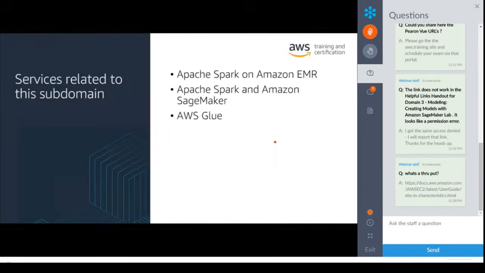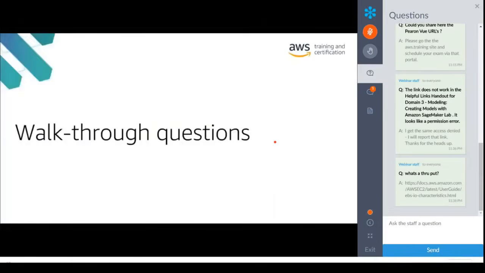Okay, so Spark on EMR. Spark works with SageMaker as well, and of course we have Glue. Glue is actually a number of different services: Glue Catalog, Glue ETL, Glue ETL Author, and also the crawler. So be familiar with those aspects of Glue.